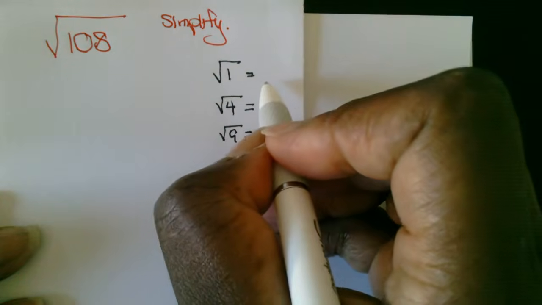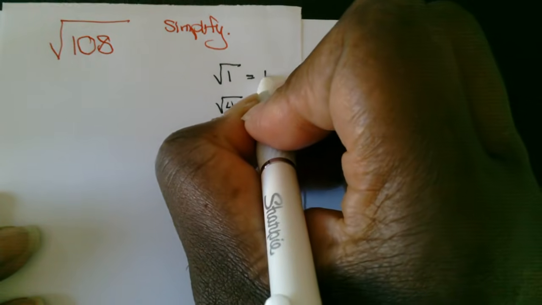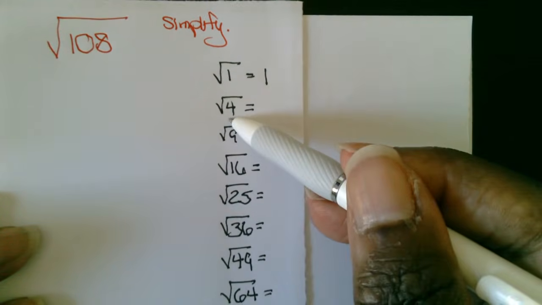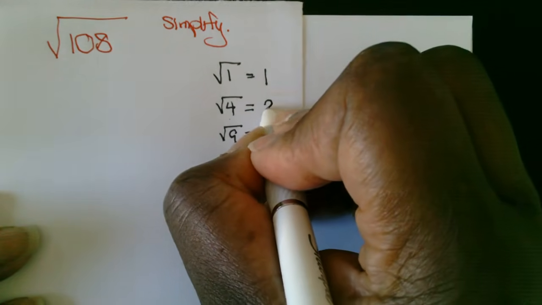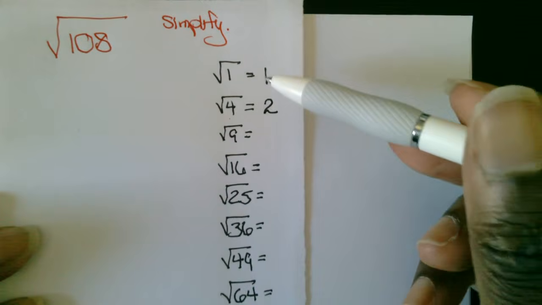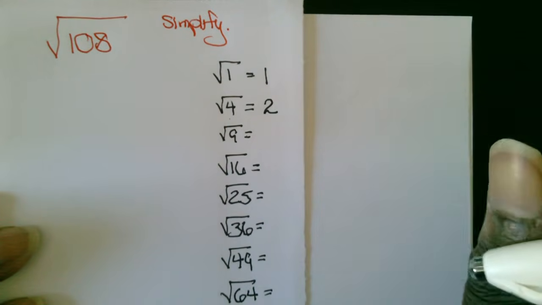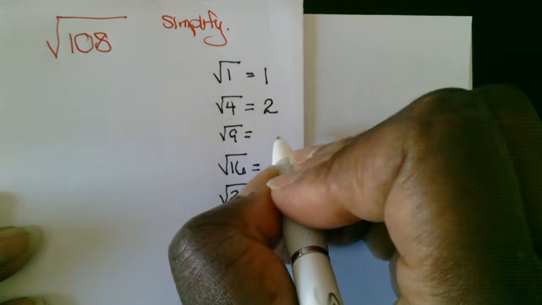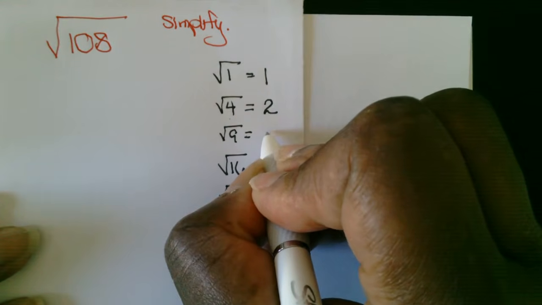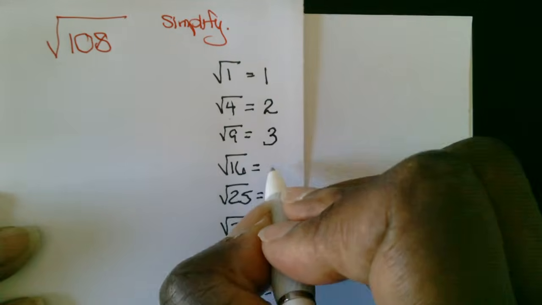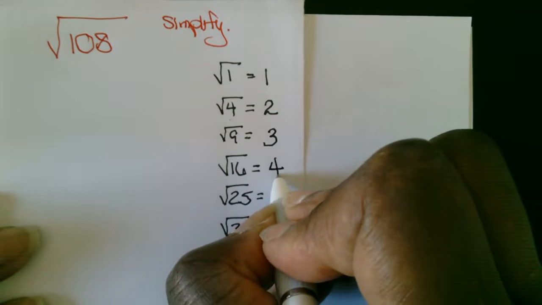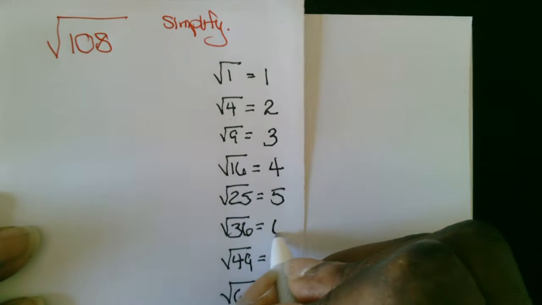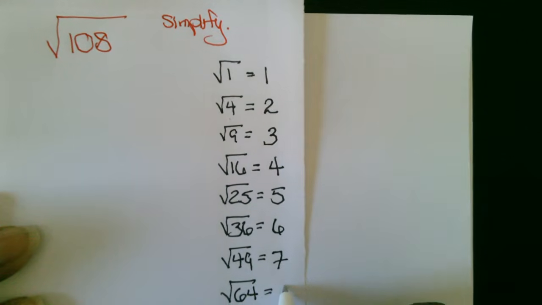So I know 1 squared will give me 1. So the square root of 1 is 1. I know that 2 squared will give me 4. So that means the square root of 4 is 2. And I know we're going to do a plus and minus, but right now, let's just work on the positive, the whole set. So the square root of 9 is 3 squared will give me 9. So the square root of 9 is 3. 4 squared will give me 16, so that's 4. 5 squared will give me 25, so that's 5. 6 squared will give me 36. Here's my 7. Here's my 8.